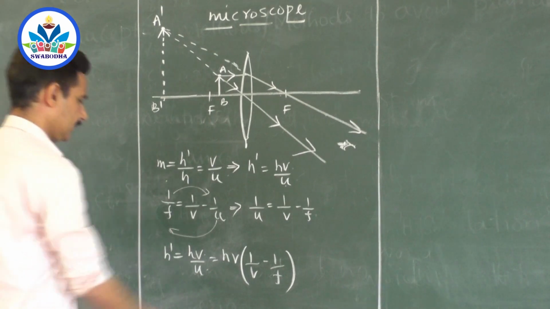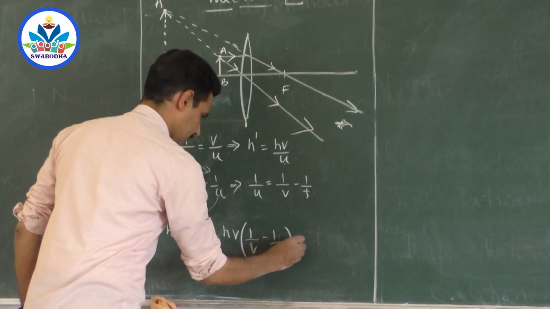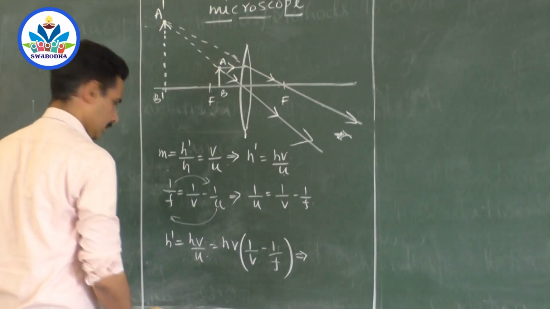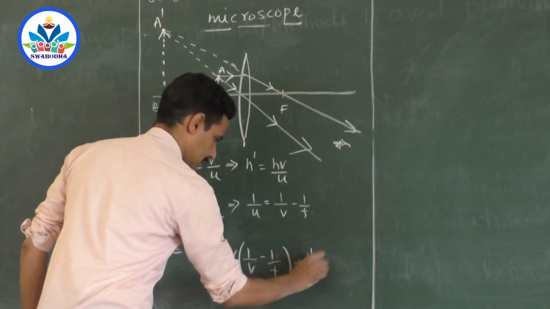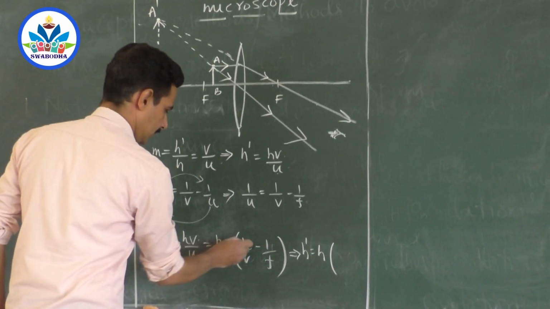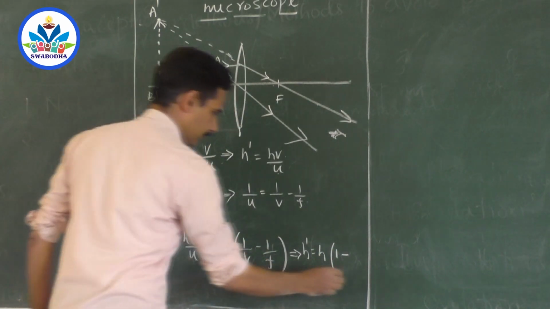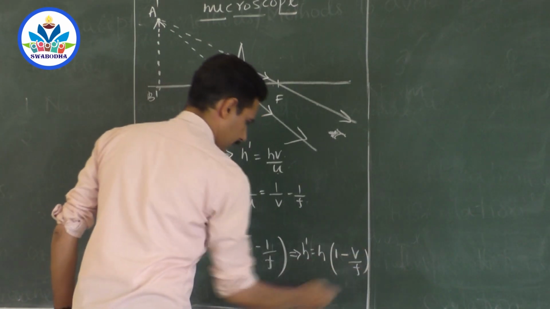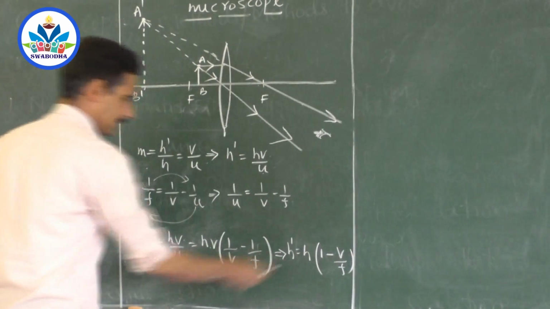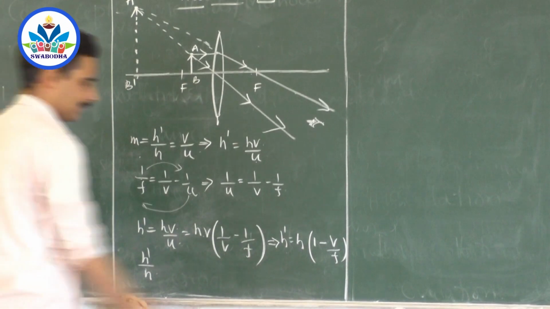So if you bring V into the bracket, what will you get? That comes to H dash is equal to H into 1 by V into 1 by V, 1 minus V into 1 by F, V by F, right? Of course, I could have taken H here only, so I will keep H dash by H itself. That itself is the magnification.